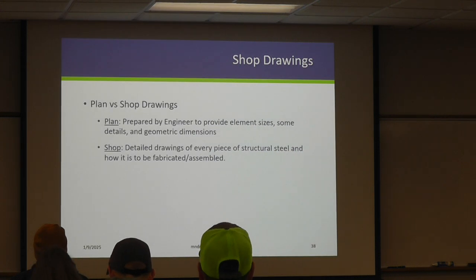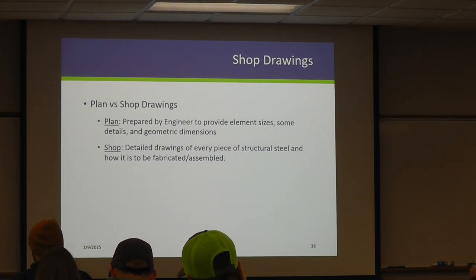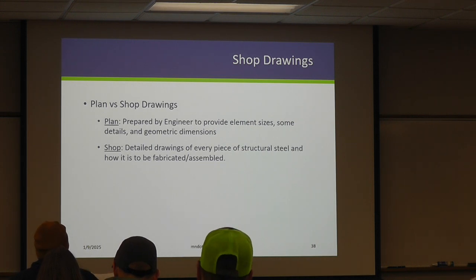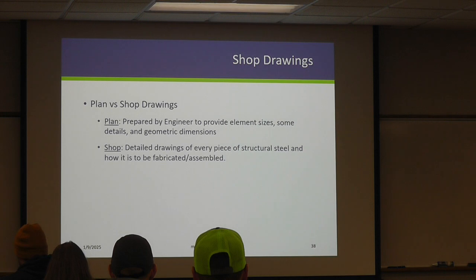Okay. So shop drawings versus plan drawings. The plan drawings are prepared by the engineer of record to provide the basic element sizes, some of the details, and a lot of the geometric features. What these don't do is provide a detailed guide for how to assemble every single piece. And that's where the shop drawings kick in. Once the contract has been awarded, and you have a general contractor that has an agreement with a fabrication facility, the shop drawing process is going to commence.